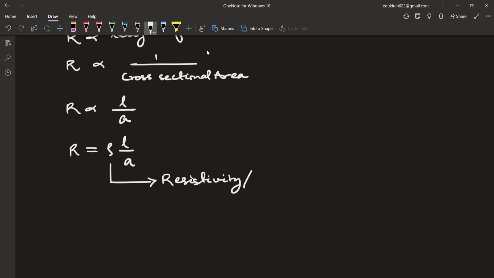What is another name for this? Specific resistance. Is this clear? Yes or no? Please tell me. Okay. Now you will write the topic.